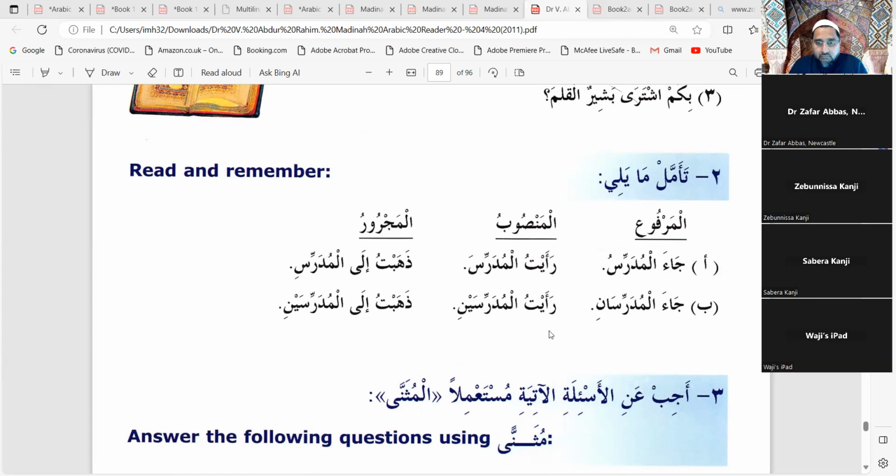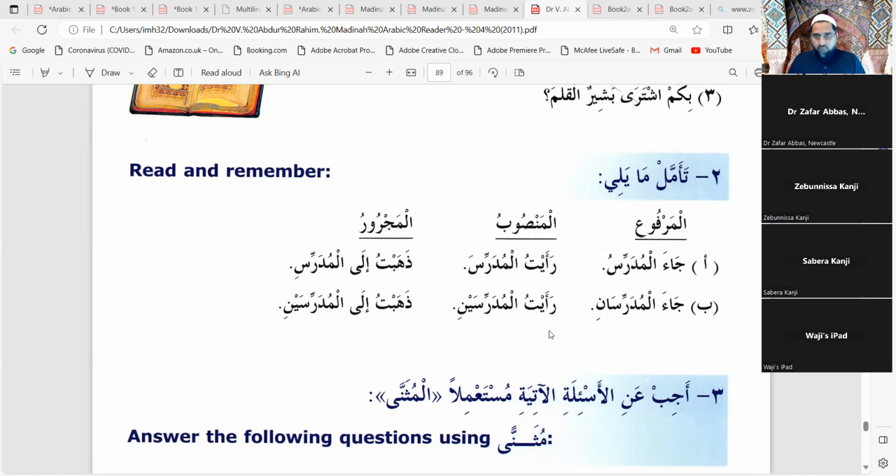Okay, so Ja'a al-mudarrisu is in the nominative case. Correct. How do you know it is in the nominative case? Because of the dhamma on the seen of the mudarris. Excellent. Correct. And then 2 teachers came, Ja'a al-mudarrisani. So the alif and noon with kasra is demonstrating that it's marfu, in the nominative case. Correct. And then you have the accusative, the mansub.